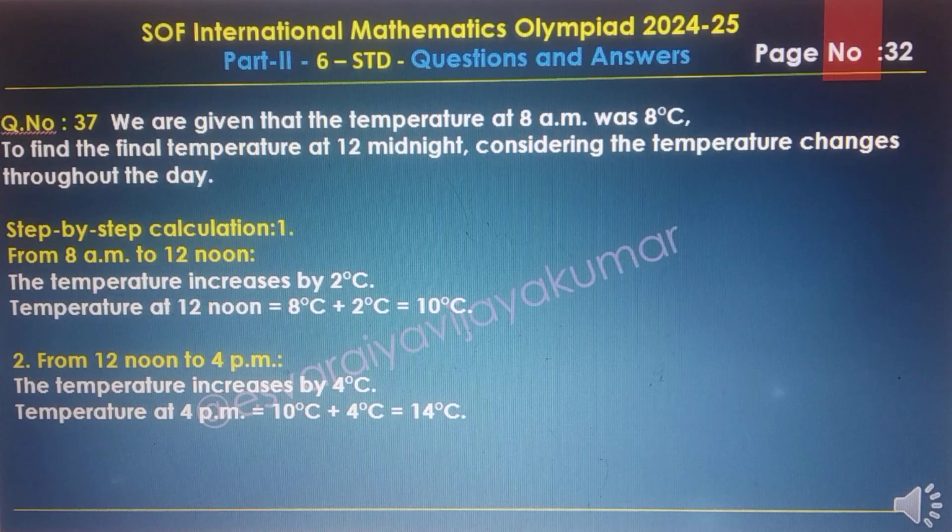The step-by-step calculations we can follow. From 8 am to 12 noon, the temperature increases by 2 degrees Celsius. So the temperature at 12 noon is 8 degrees plus 2 equals 10 degrees Celsius. Point number 2, from 12 noon to 4 pm, the temperature increases by 4 degrees Celsius. The temperature at 4 pm equals 10 degrees Celsius plus 4 degrees Celsius, which is 14 degrees Celsius.